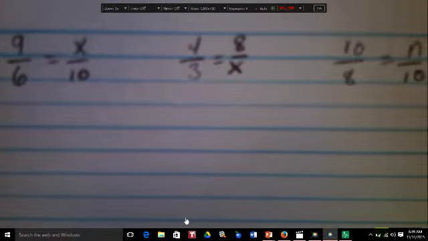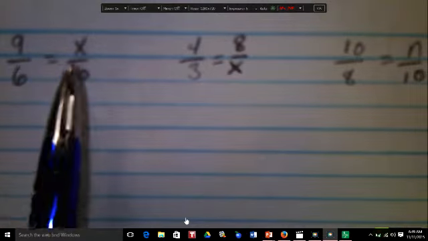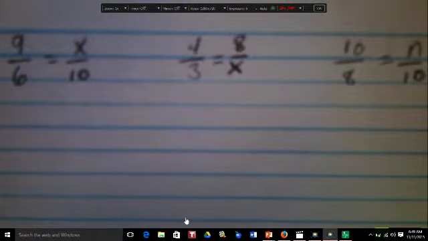We are going to quickly solve for the missing value in a few of these proportions. So let's get started. As you see, there are 3 examples we'll run through quite quickly. So let's go ahead and do it.